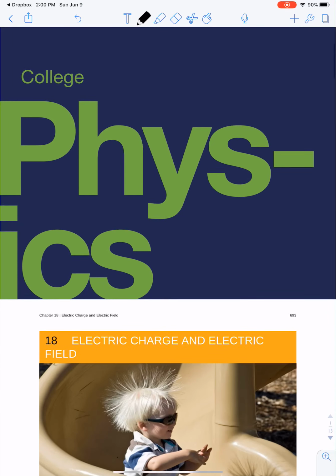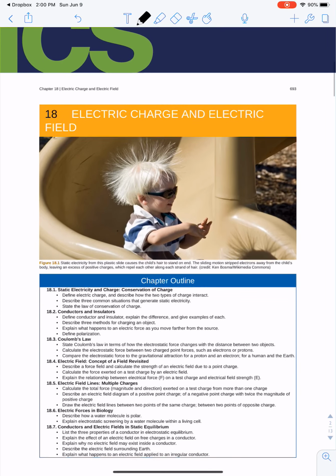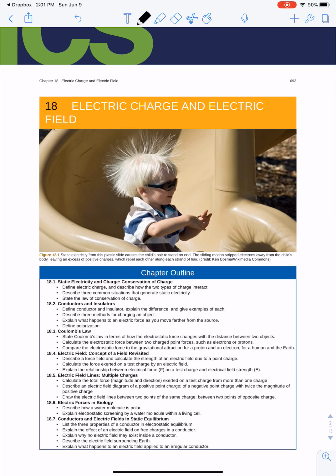Okay, so let's talk through this first, 18.1 to 18.3. We're talking about electric charge and the electric field. We've got a kid here being an idiot. I don't know what he's doing. Actually, okay, so when he goes down the slide, he ends up getting charged.